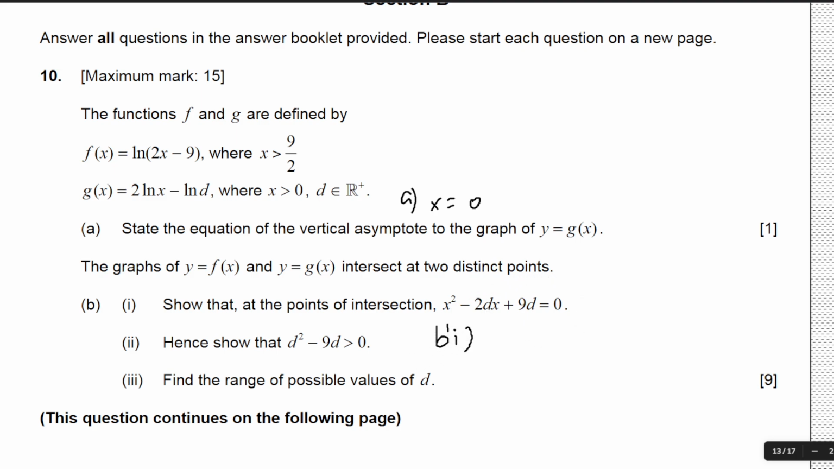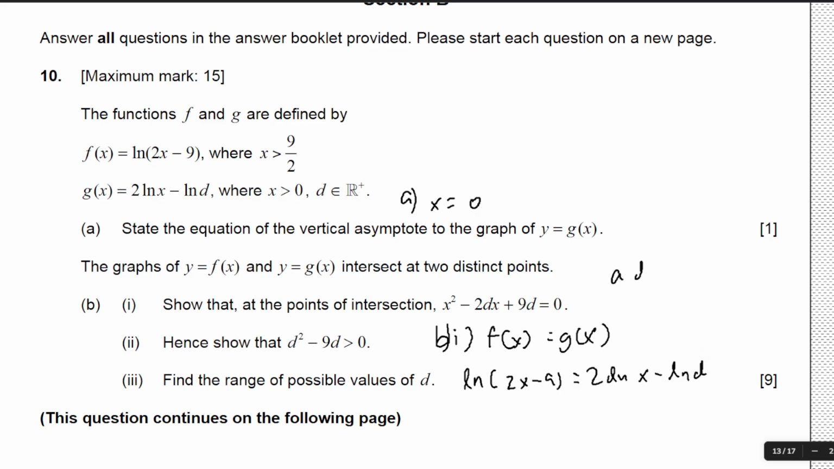For b of i, show that at the points of intersection x squared minus 2dx plus 9d equals 0. Remember, when it says show that, we're trying to get this. How do we get this quadratic equation? We have to find the points of intersection of the two functions, so we equate them. Our f of x equals g of x, so ln(2x minus 9) equals 2 ln x minus ln d.